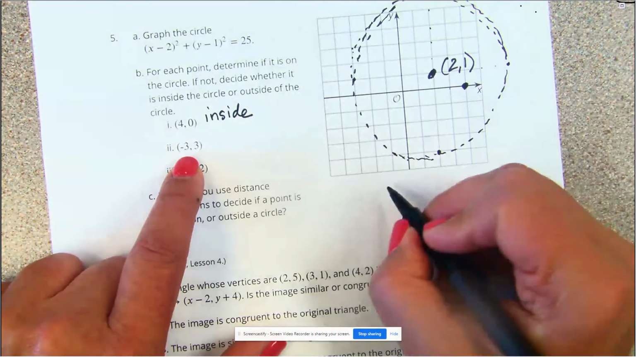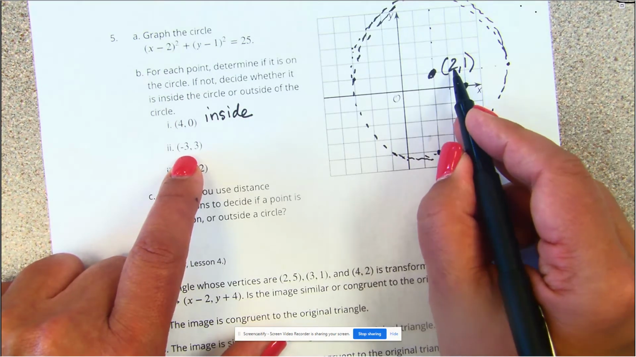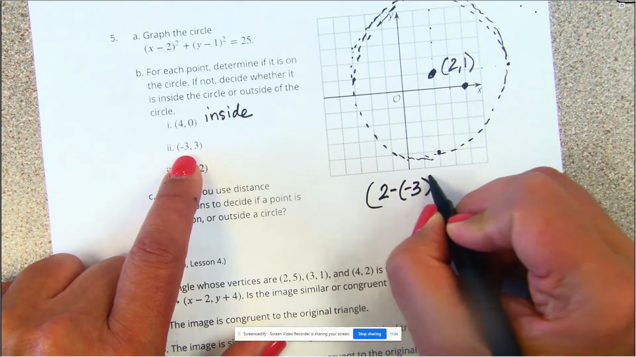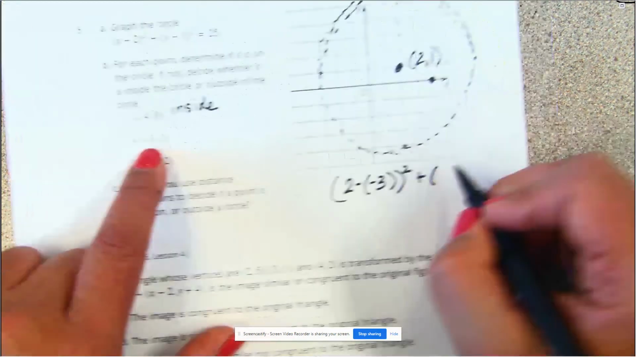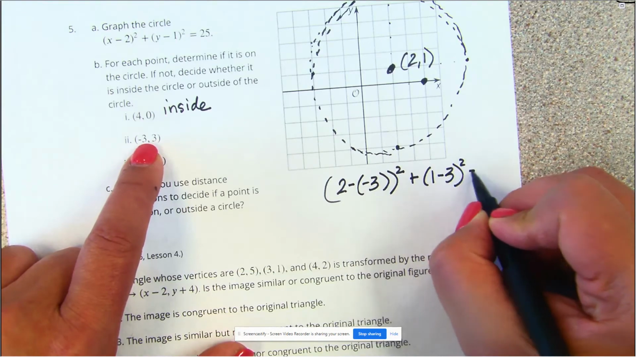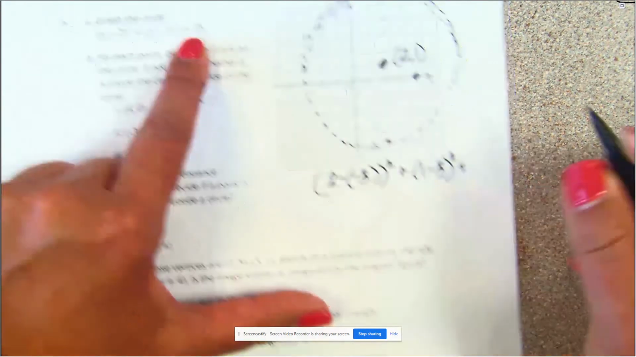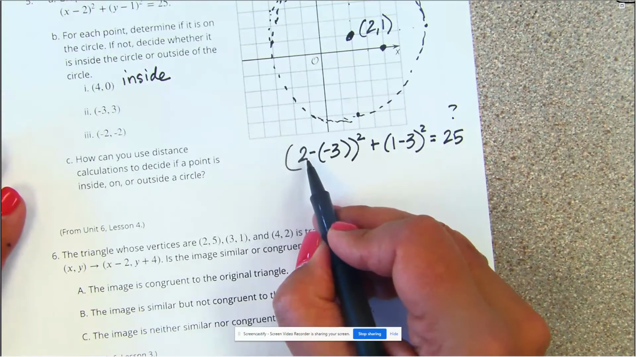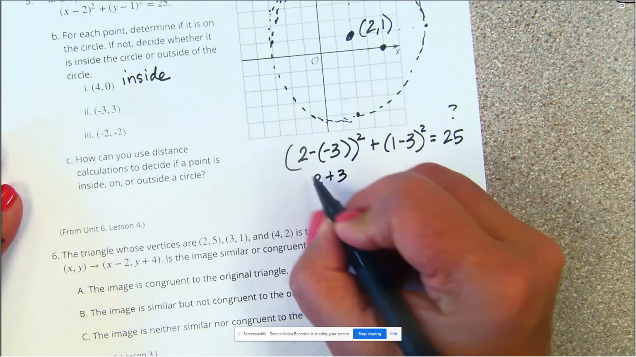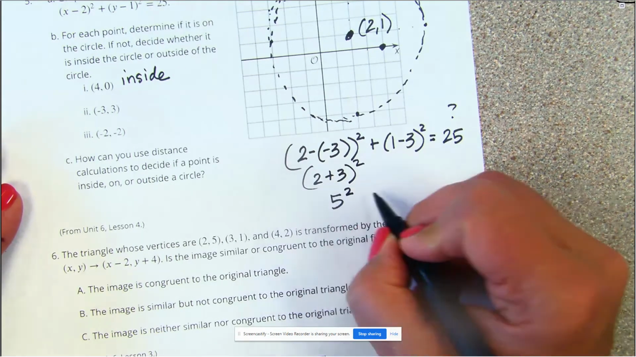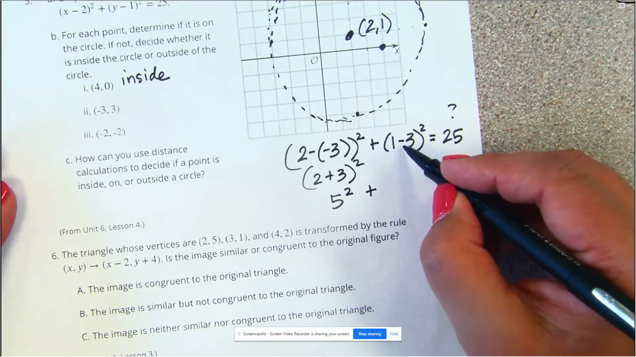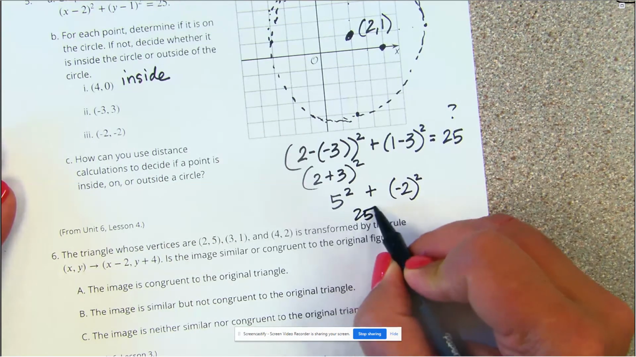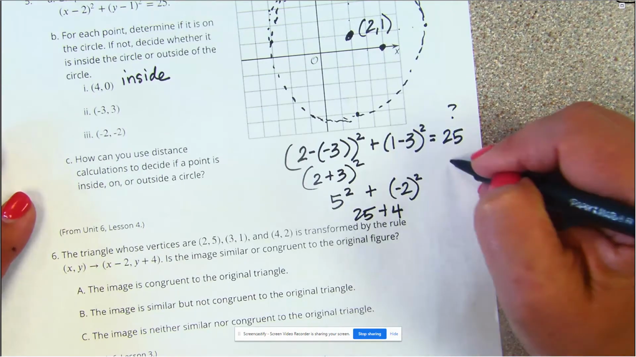I can't tell, so let me do this. I'm going to use my center, right? Is 2 minus negative 3 squared plus 1 minus 3 squared equal to what? I know the radius is 5, so it should be 25. Let's check. 2 plus 3 squared is 5 squared, plus 1 minus 3, that'd be negative 2 squared. That's 25 plus 4. Does that equal 25? No, it's 29.